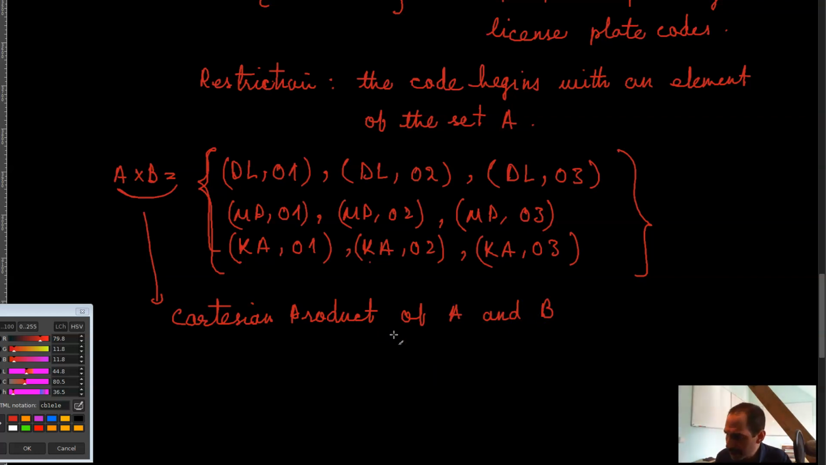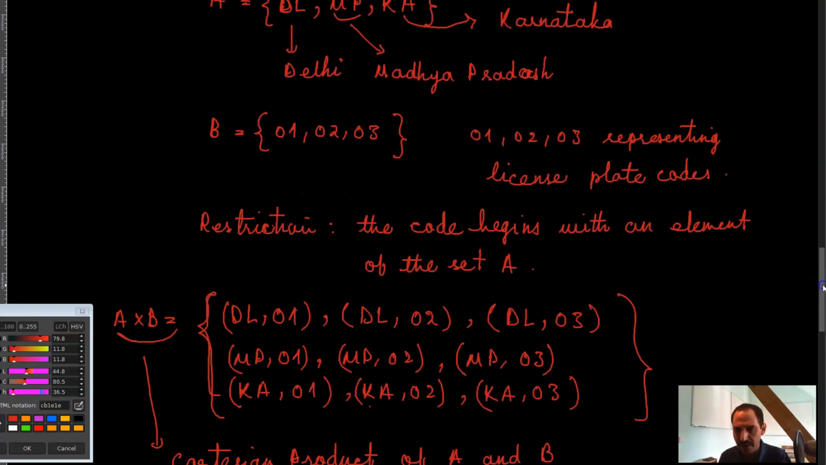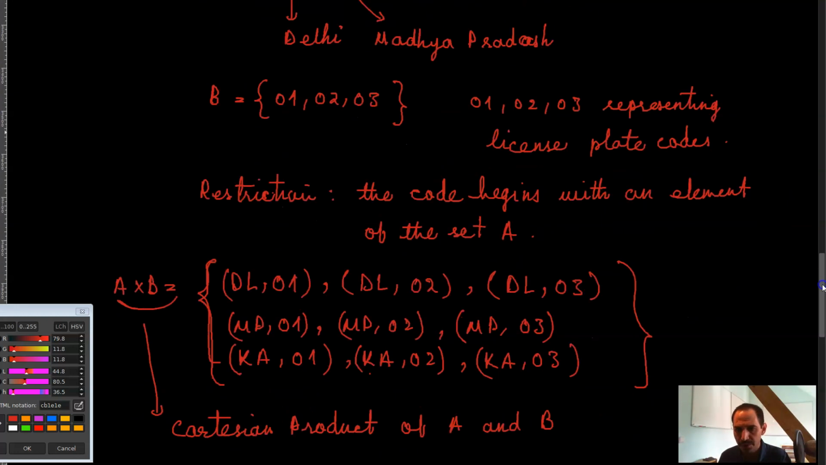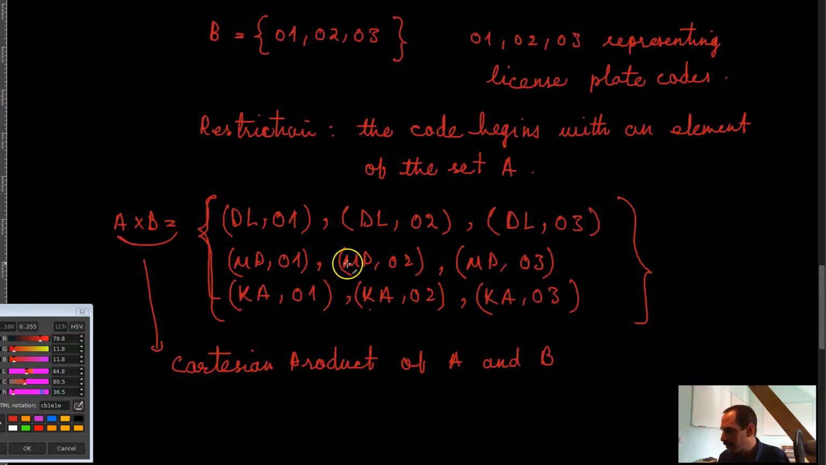Now you can see that there are 9 ordered pairs in the Cartesian product, since there are 3 elements in each of those sets. We have 3 elements here and 3 elements here. 3 times 3 is equal to 9 ordered pairs.